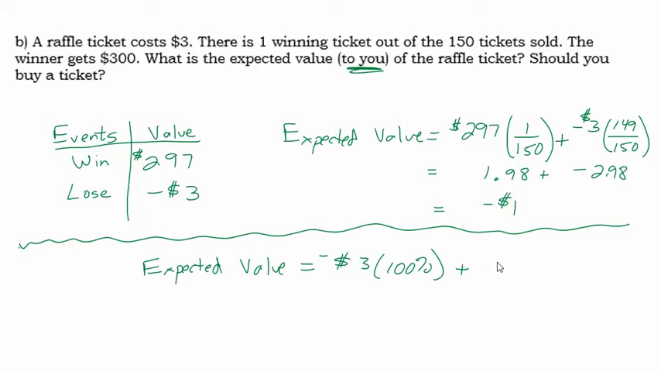Now I could win $300, and there's a 1 in 150 chance that could happen. So if I do this calculation, I'm paying $3, and then 300 divided by 150 is 2, and you still get negative 1. So you could do it either way.